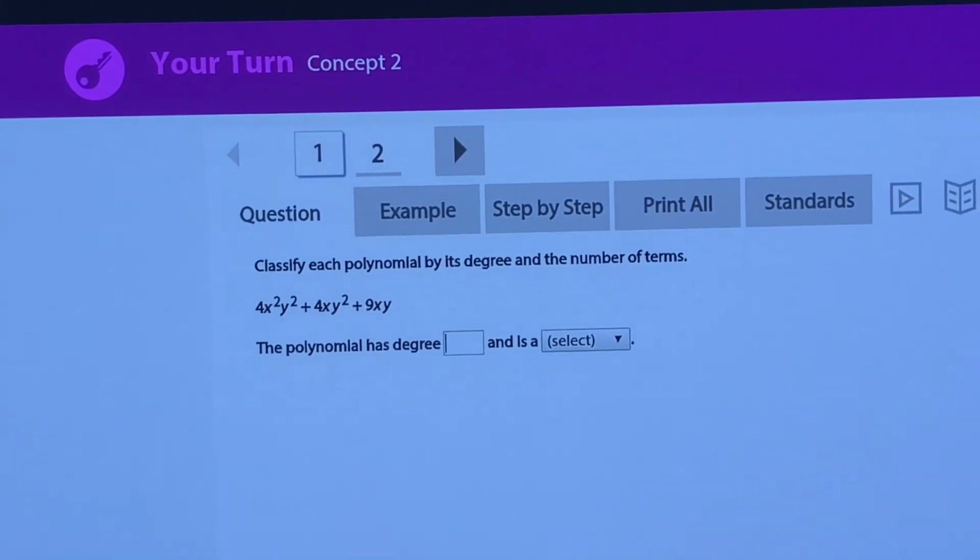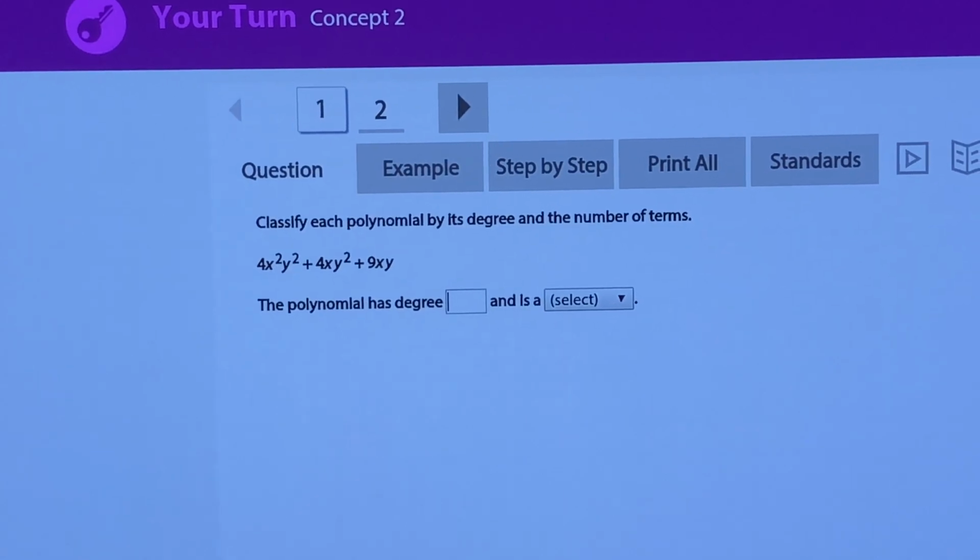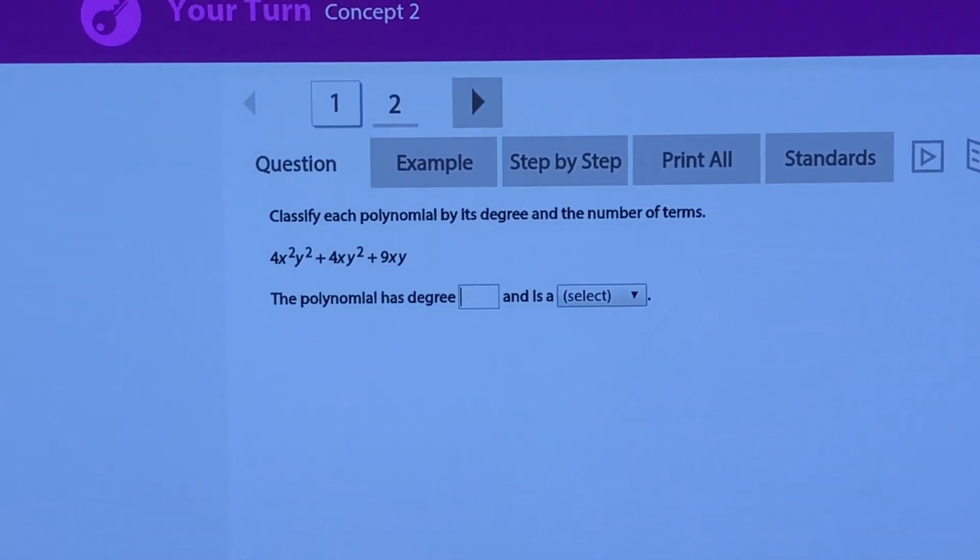All right, so here's an example for you. I want you to try this, and I'm going to close the video down and then go to the board, but you give this a shot.